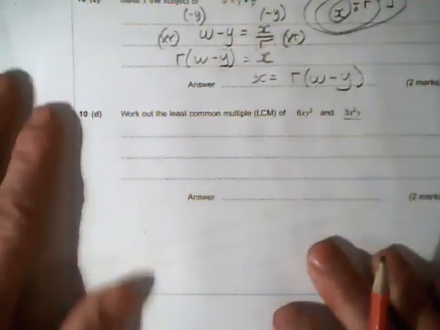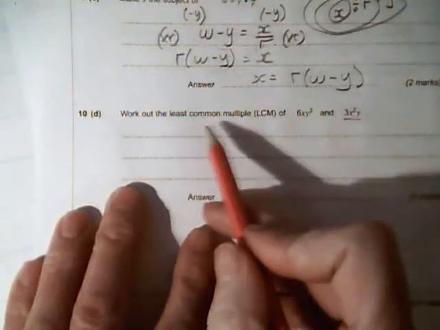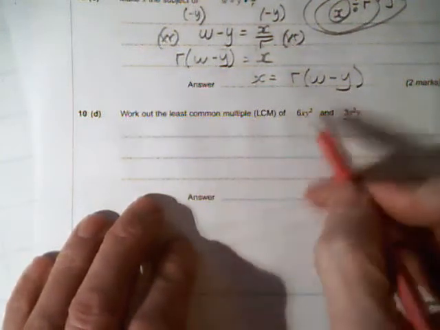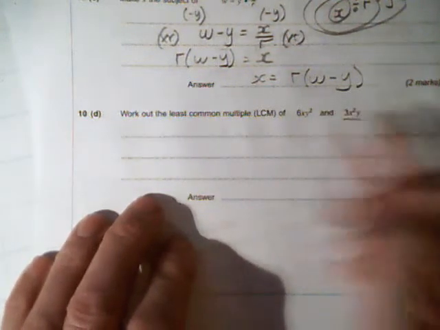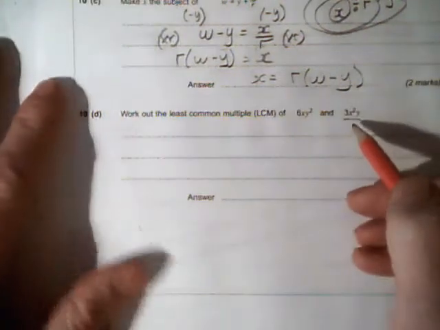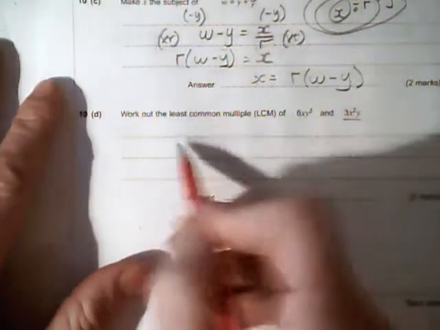Question D. Work out the lowest common multiple. The least is lowest common multiple. Multiples are the first number that these two will be multiplied up to.